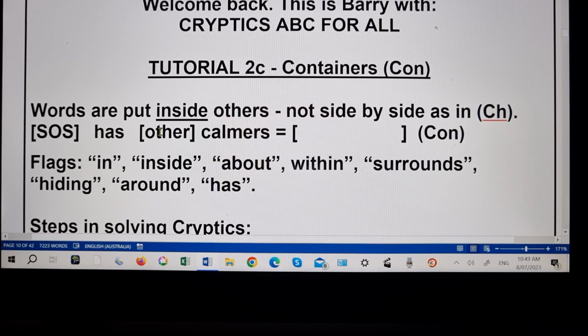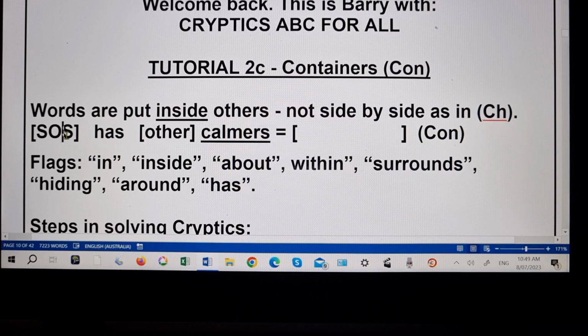SOS has other commas. It's going to be a container. What is a container again? One word goes inside the other word. Now, this is a simple one because the actual words you're using are right in front of you. SOS has others. So other has to go inside SOS. And the answer has to be a synonym for commas. So it's going to be plural. All right. So it's going to finish in an S.